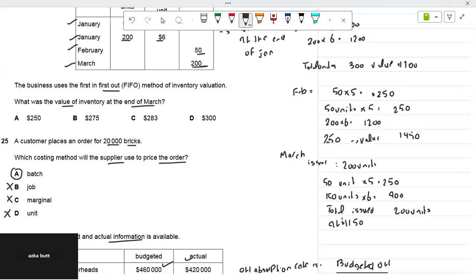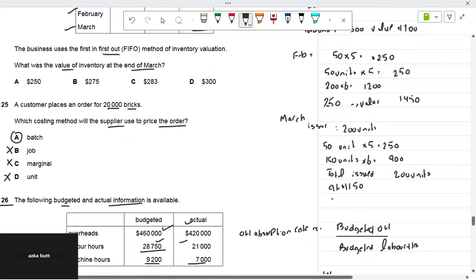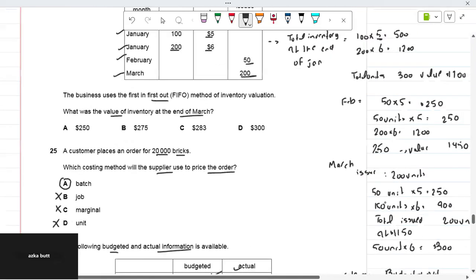So the remaining inventory is only 50 units, which is from the last 200 units. This will be equal to 50 units multiplied by 6, which is equal to 300. So the final inventory value is only $300. So D is the right option.